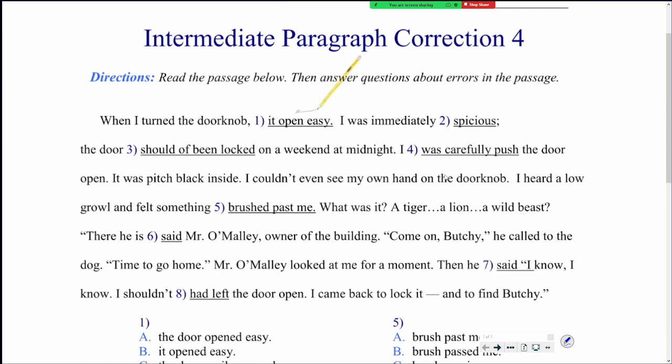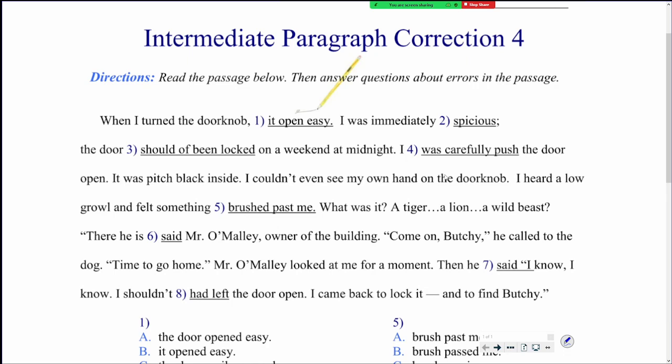But all right, so I'm just going to read this paragraph, and then we'll go through it together. So, when I turned the doorknob, it opened easy. I was immediately suspicious. The door should have been locked on a weekend at midnight. I was carefully pushed the door open. It was pitch black inside. I couldn't even see my own hand on the doorknob. I heard a low growl and felt something brushed past me. What was it? A tiger? A lion? A wild beast?